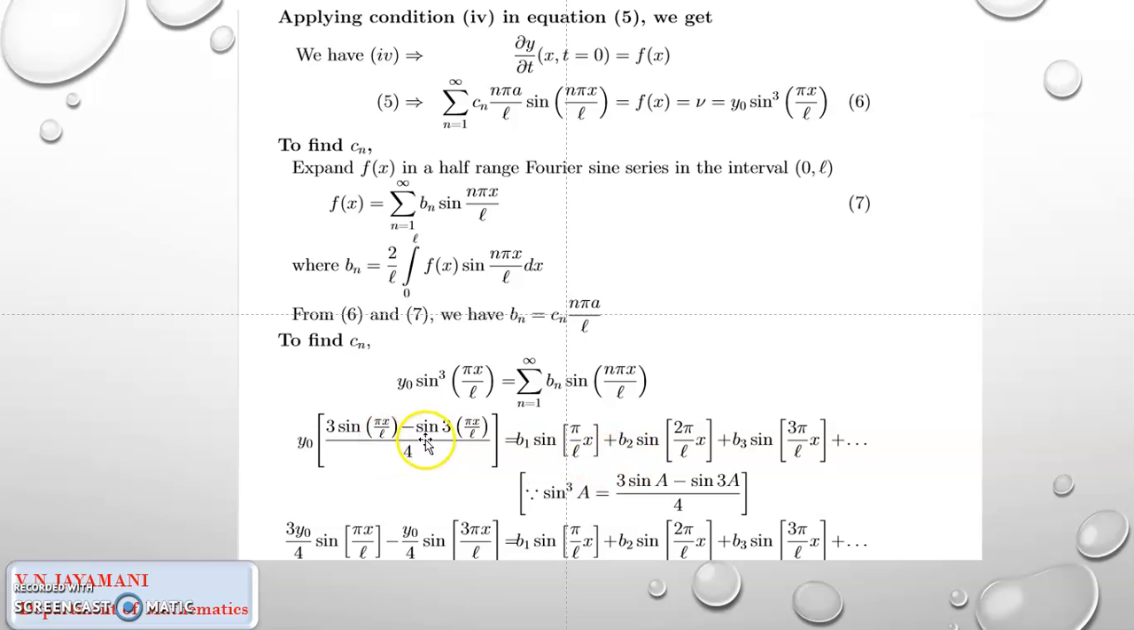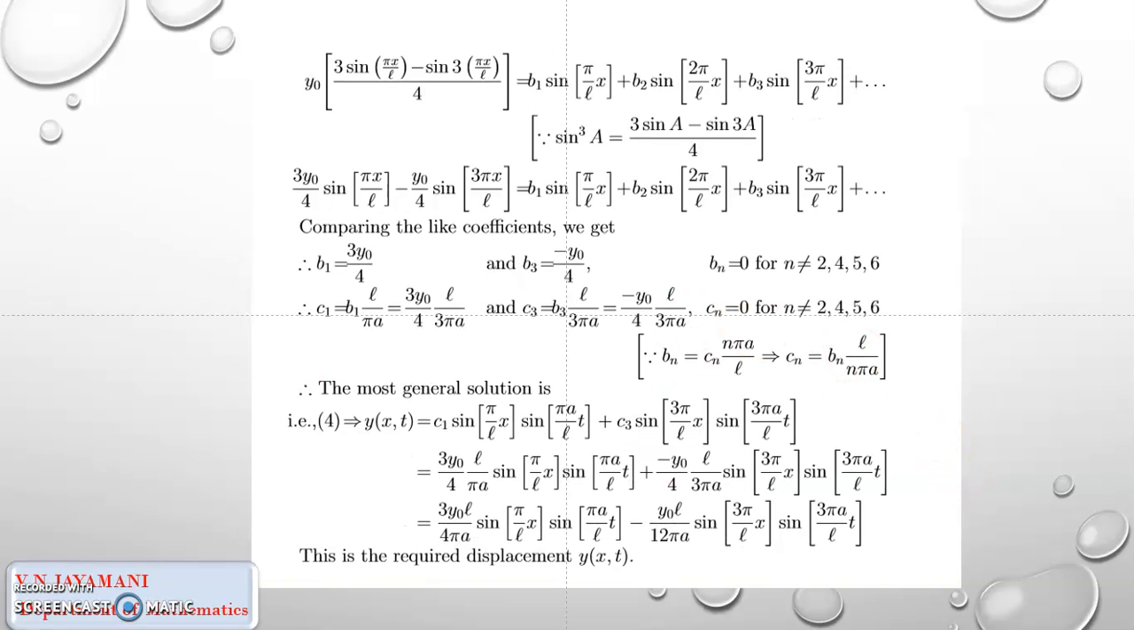The next one, b2: the b2 term is missing, that is, the 2 pi x by L term is not present. We only have a 3 pi x by L term. So the b3 value is equal to minus y naught by 4. So we got the b1 value and b3 value. The remaining b2 value is 0, b4 value is 0, etc. All the other values are 0. So comparing the like coefficients, bn is equal to 0 for n equal to 2, 4, 5, 6, etc.